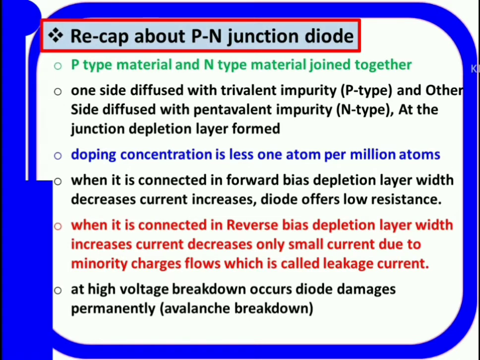In reverse bias, if you go on increasing the voltage, at high voltage breakdown occurs. At the breakdown, all the covalent bonds break and create more and more electrons and holes, so the current increases rapidly, but the diode is destroyed permanently. This is called avalanche breakdown. This is about the PN junction diode.